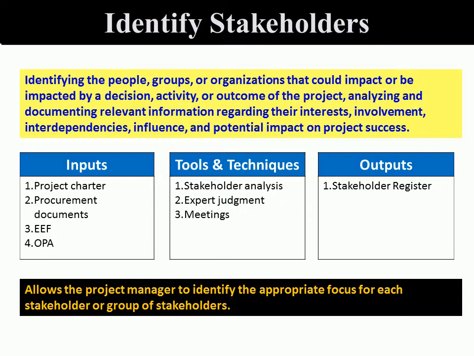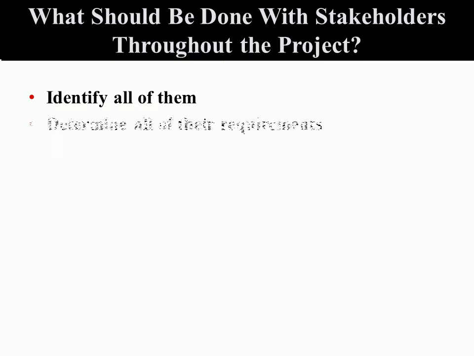All right, so identify stakeholders. Some of the things that should be done throughout the project with regard to stakeholders include identifying as many of them as you can. There may be several. You want to determine their requirements. Now, this is all part of identification, in developing your stakeholder register, which is your main output from this process. So you determine what their requirements are.